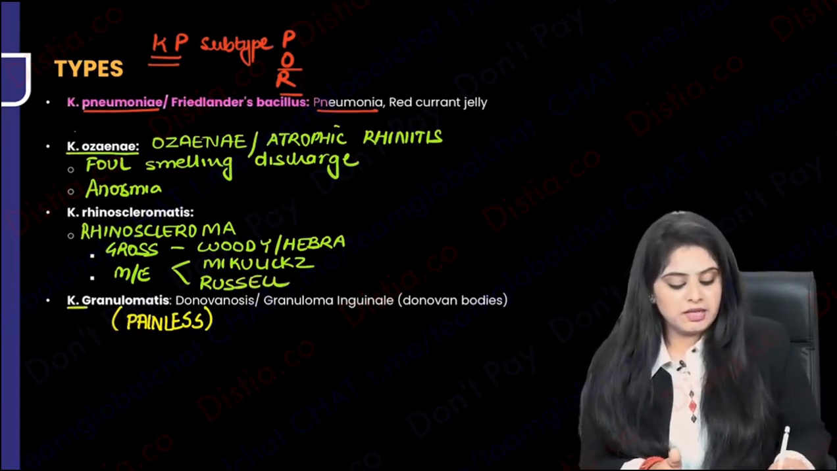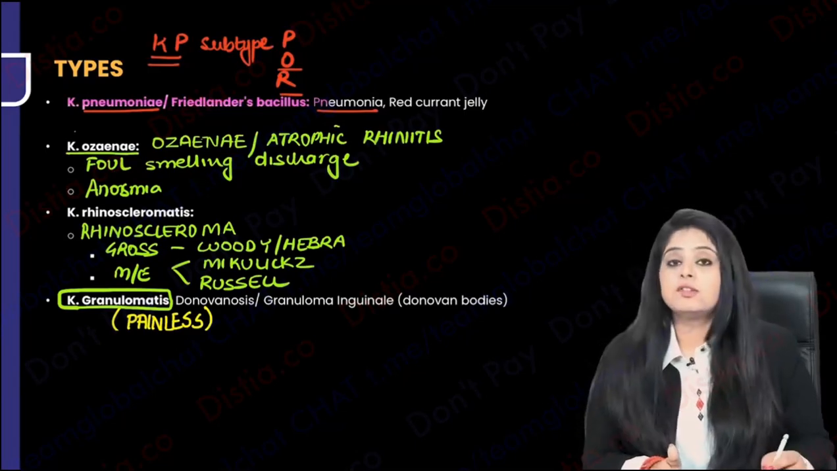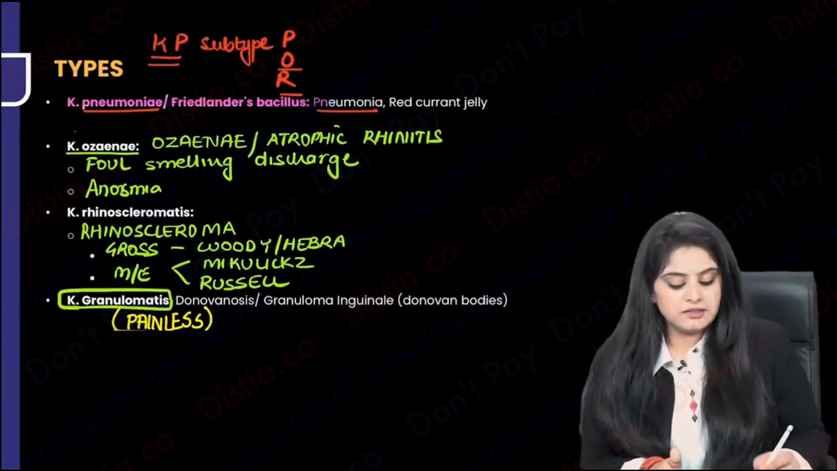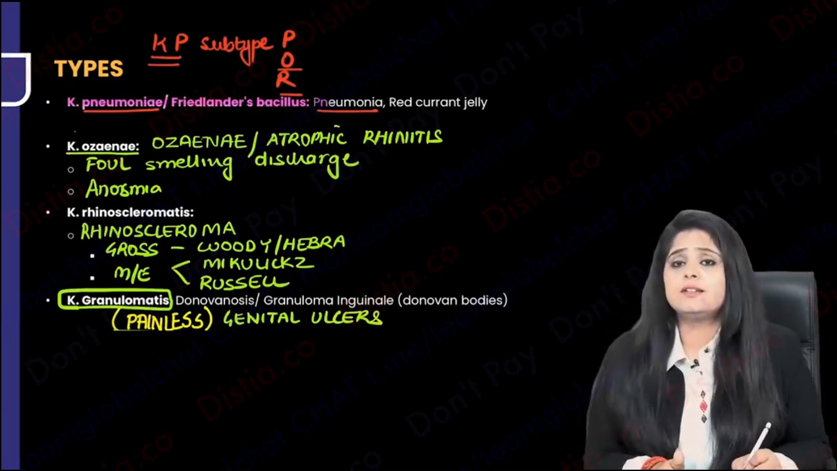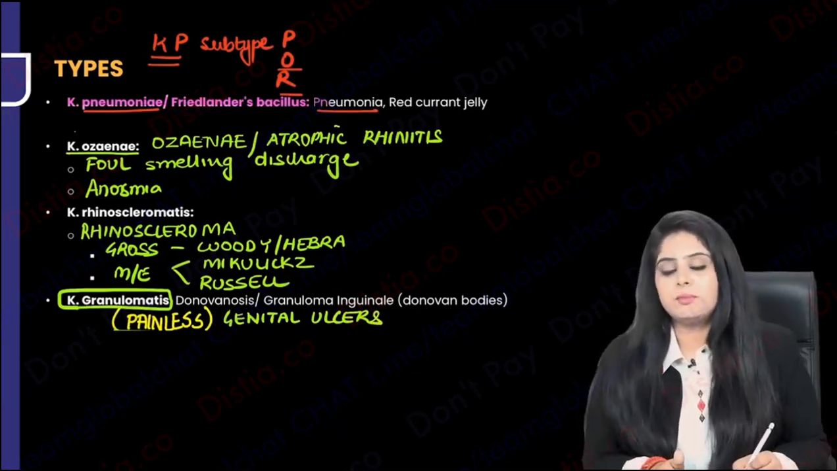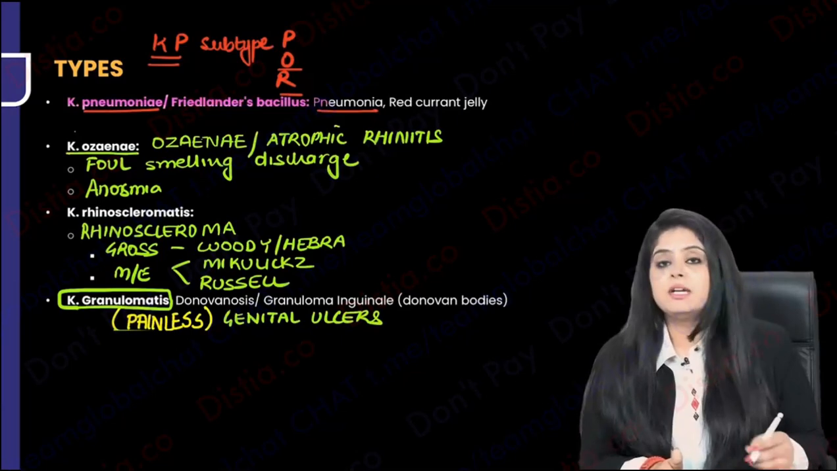We have something called Klebsiella granulomatis, which is very important because this causes something called genital ulcers. And those genital ulcers are painless. Now we started on that journey. We are going to do a lot of genital ulcers on the way. I'll keep telling you which are painful, painless. For the time being, please remember Klebsiella.